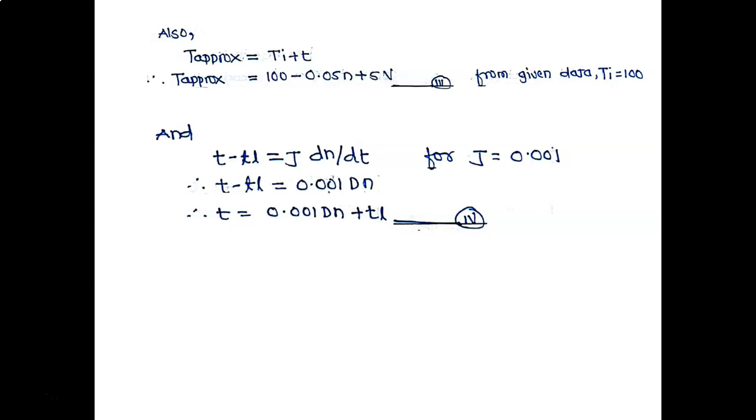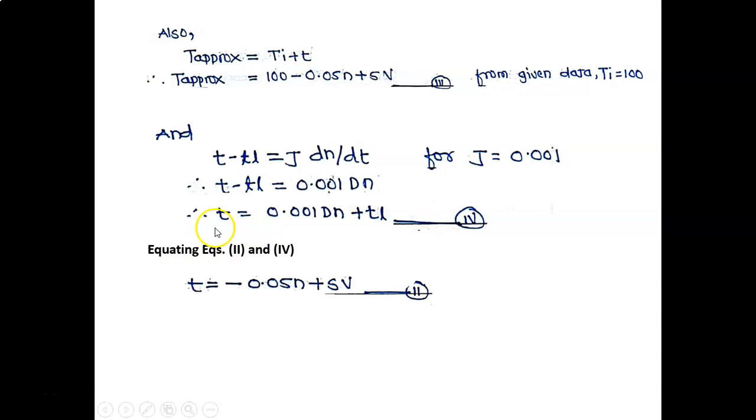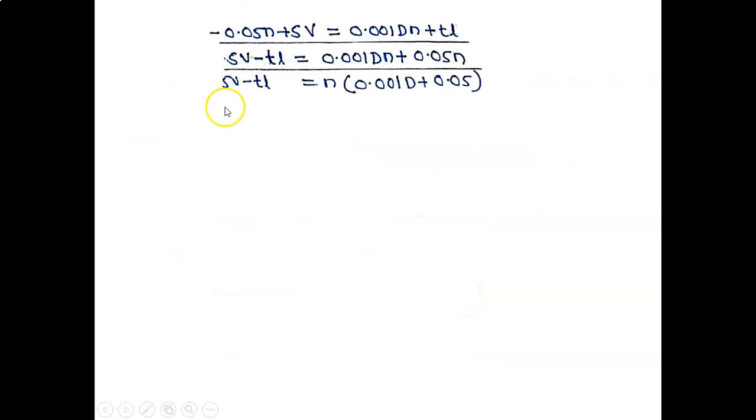Now we will compare equation 2 and equation 4. Equating equations 2 and 4: this is our equation 2, small t is equal to minus 0.05 n plus 5v; equation 4, small t is equal to 0.001 dn plus TL. Therefore, comparing these two equations, we have minus 0.05 n plus 5v is equal to 0.001 dn plus TL, which gives 5v minus TL is equal to 0.001 dn plus 0.05 n.